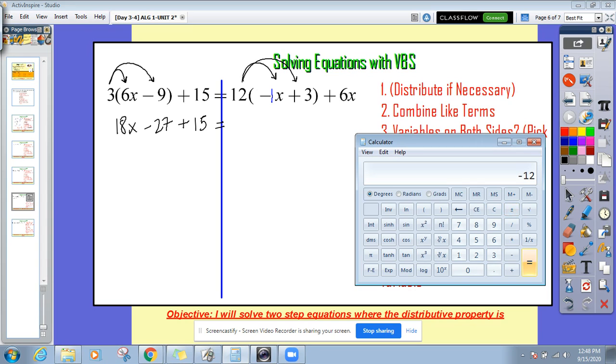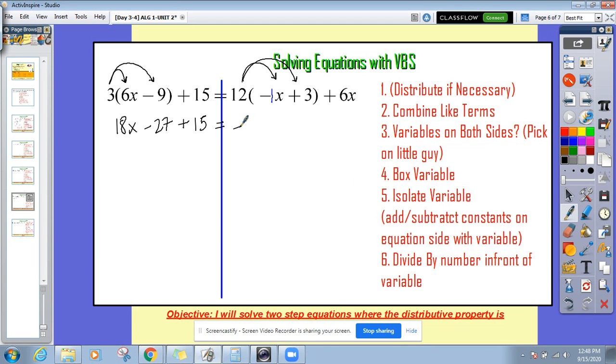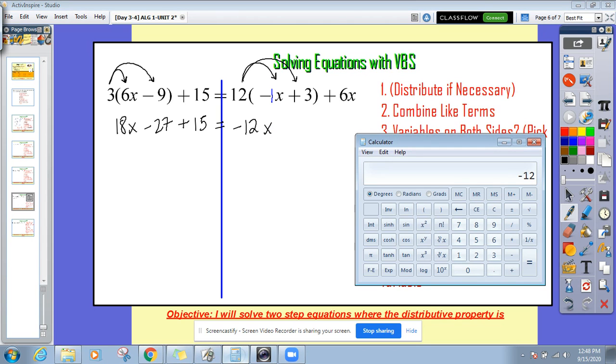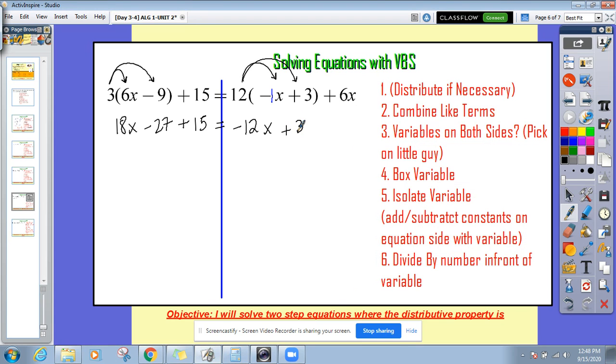So we have now 12 times negative 1 is equal to negative 12. And since there's an x there, we're going to put an x, and then 12 times 3 is equal to 36, so plus 36. And then there's no parentheses here, so we're just going to bring down the 6x, right? So we went ahead and distributed.